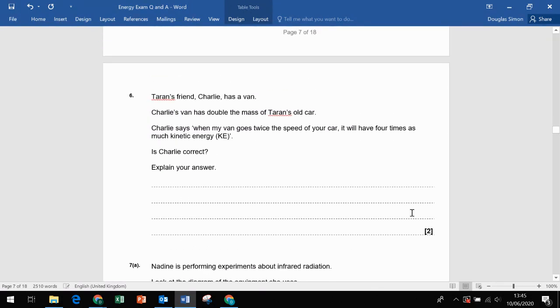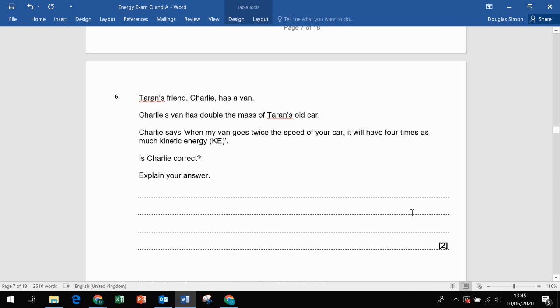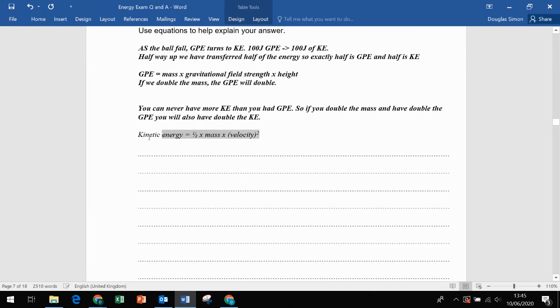Okay, question 6. Taran's friend Charlie has a van. Charlie's van has double the mass of Taran's old car. Charlie says, when my van goes twice the speed of your car, it will have 4 times as much kinetic energy. Is Charlie correct? So let's get our formula for kinetic energy that we just typed.